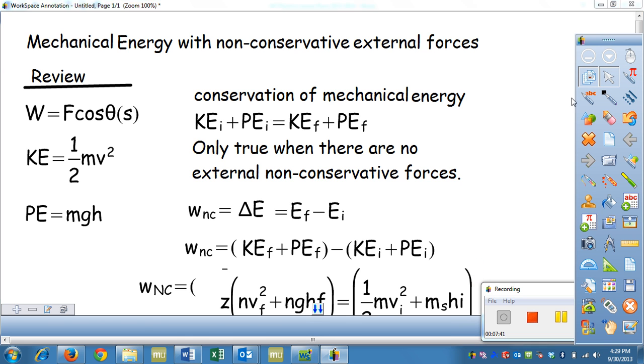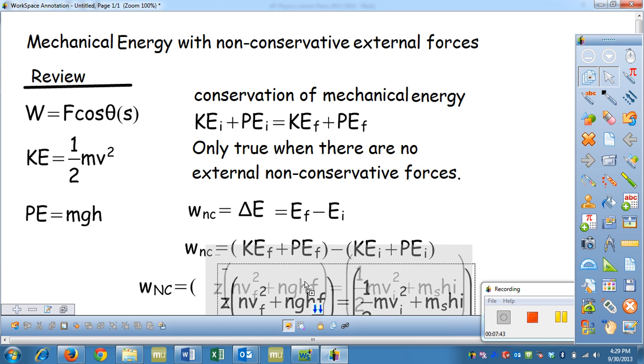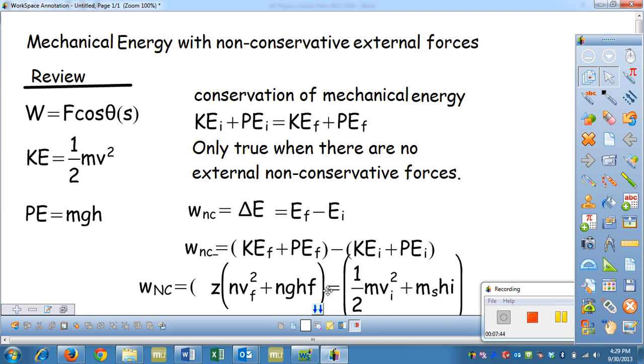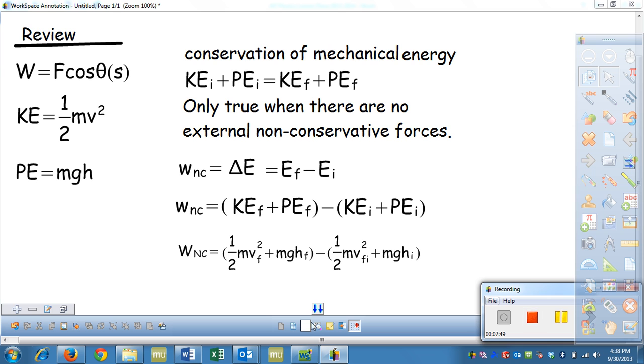Let's see how that looks. Okay, I've got to fix that. I'm going to pause it for a second and fix it. Okay, there we go. I went back and did it. I think that's right now. So basically what you have is the work done by non-conservative force is the final energies minus the initial energies. So let's try doing a problem.